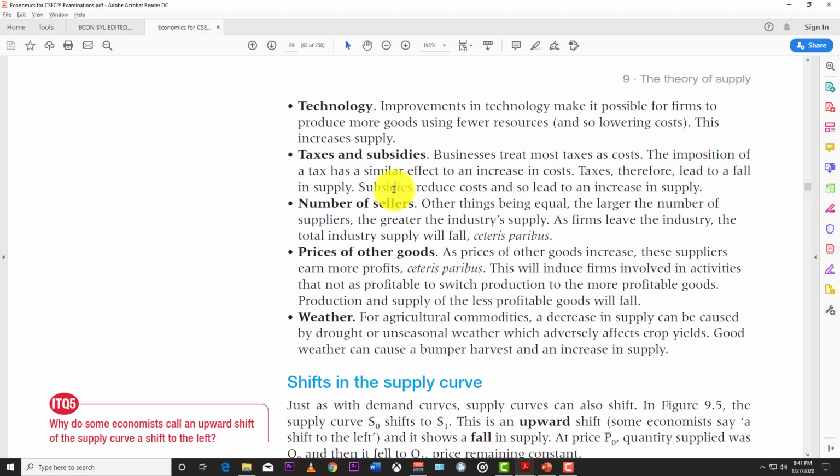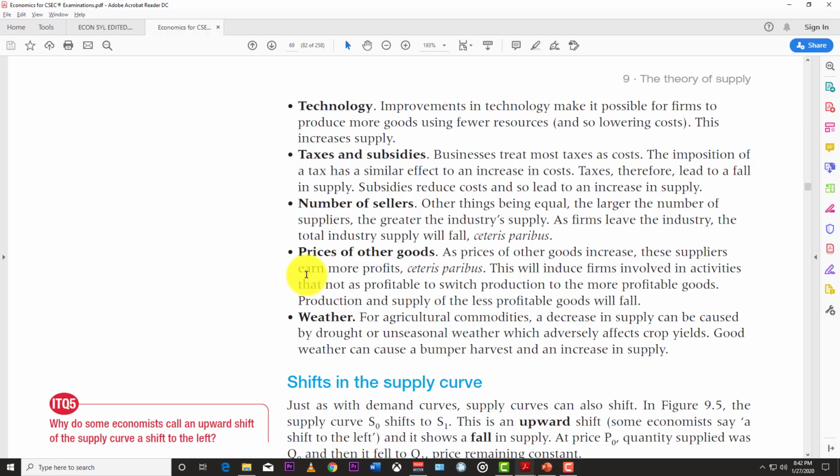The imposition of a tax has a similar effect to an increase in cost. Taxes therefore lead to a fall in supply. Subsidies reduce costs and lead to an increase in supply. Next determinant, number of sellers. Other things being equal, ceteris paribus, the larger the number of suppliers, the greater the industry's supply. If a firm leaves the industry, the total supply will fall, ceteris paribus.